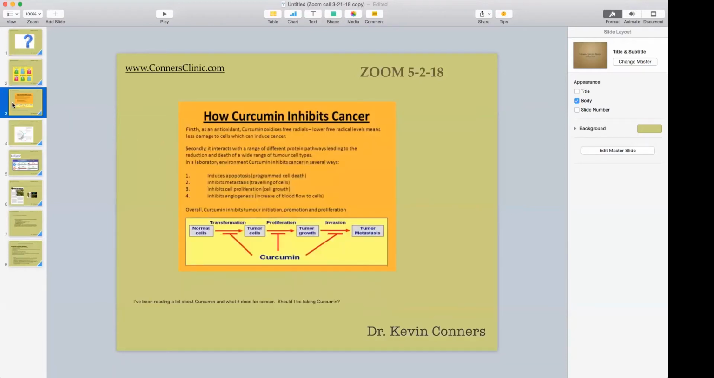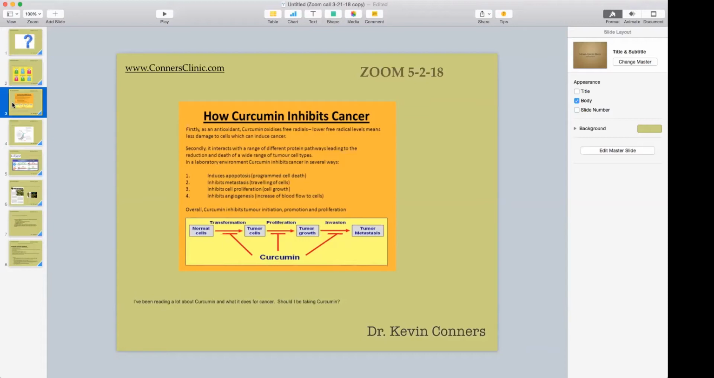Next question. I've been reading a lot about curcumin and what it does for cancer. Should I be taking curcumin? So number one, remember, we put your protocol together because that's what it tested for you. I'm not opposed to people adding supplements to the protocol that I created. Matter of fact, I'm not God, and you have to do what God is leading you to do. So I have some patients that I strongly recommend not take X, Y, and Z supplements, and yet they still take them because they feel led to do so.